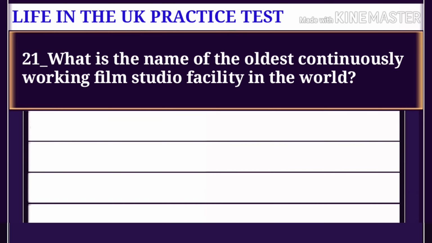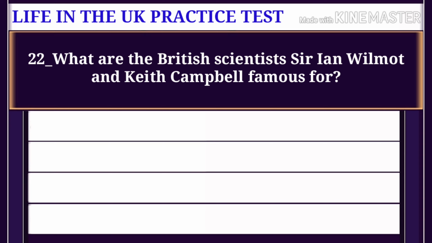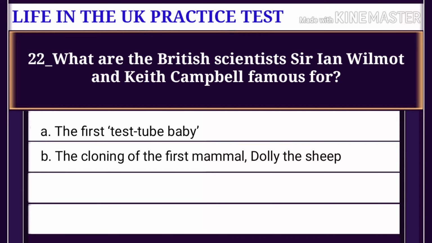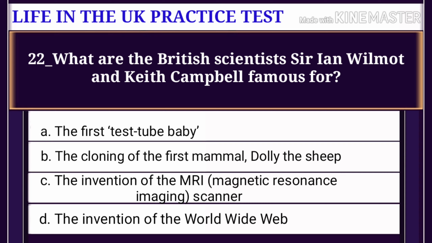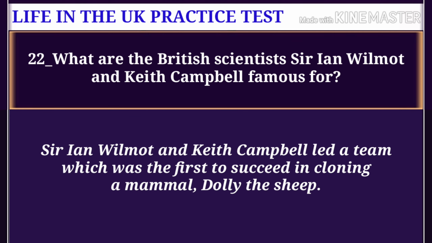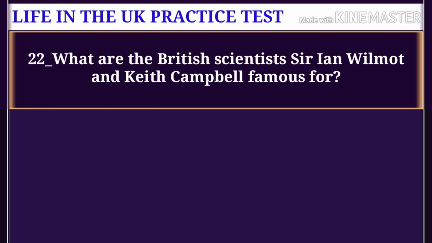Life in the UK practice test. Question 22 of 24. What are the British scientists Sir Ian Wilmut and Keith Campbell famous for? A. The first test tube baby. B. The cloning of the first mammal, Dolly the sheep. C. The invention of the MRI, magnetic resonance imaging scanner. D. The invention of the World Wide Web. The correct answer is B, the cloning of the first mammal, Dolly the sheep. Sir Ian Wilmut and Keith Campbell led a team which was the first to succeed in cloning a mammal, Dolly the sheep.